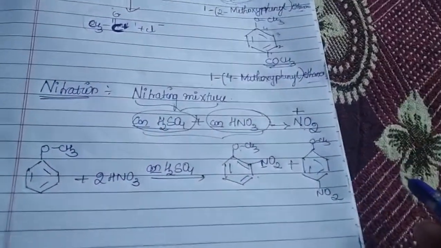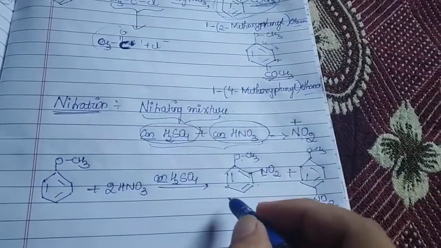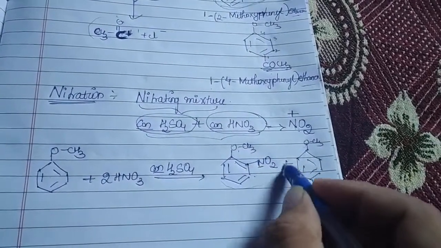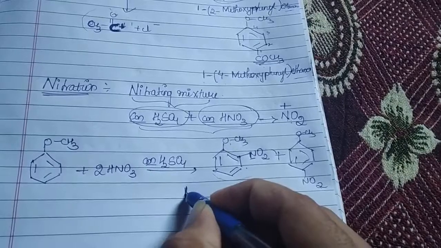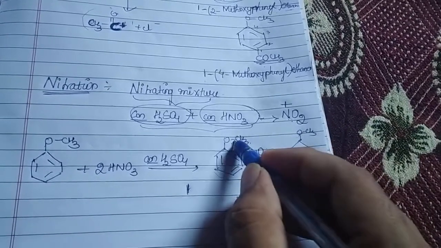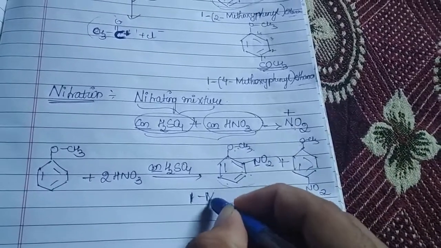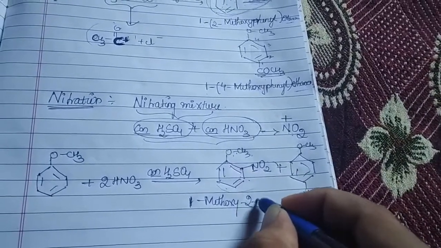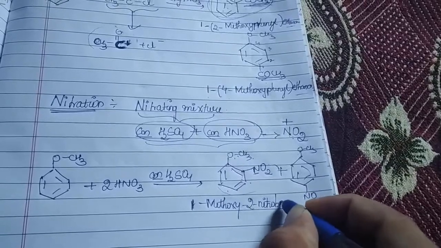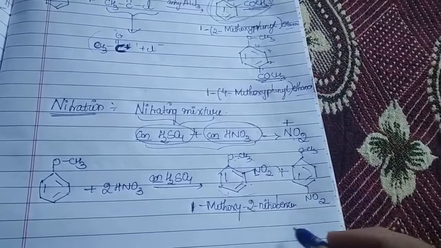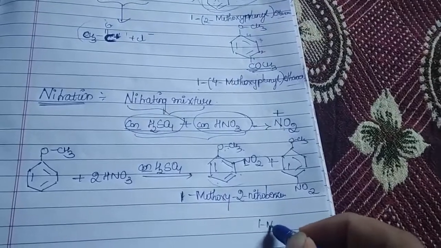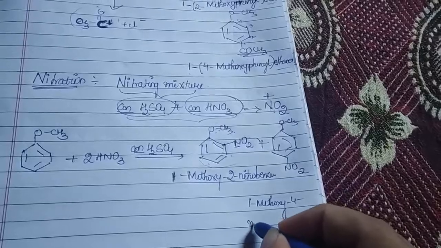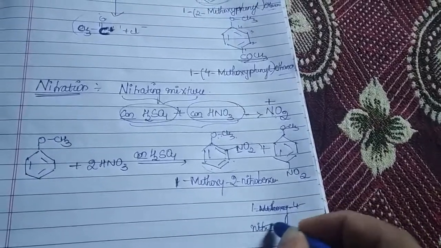Orthonitroanisole, paranitroanisole. In case I want to write its IUPAC name, how can I write? I will be choosing this one as my parent. So, nitrobenzene, 1-methoxy-2-nitrobenzene. Okay, 1-methoxy-2-nitrobenzene, and this one will be what? 1-methoxy-4-nitrobenzene. Write it in one line itself.